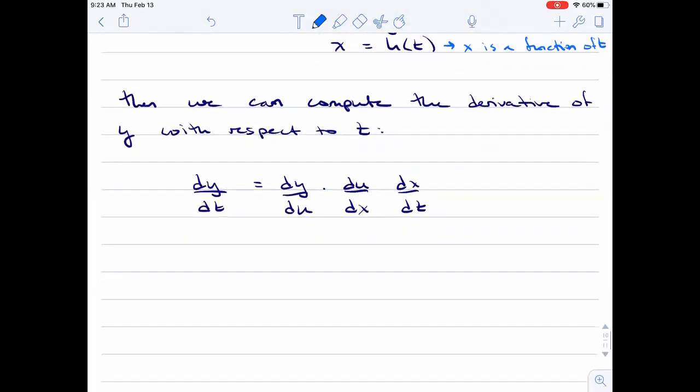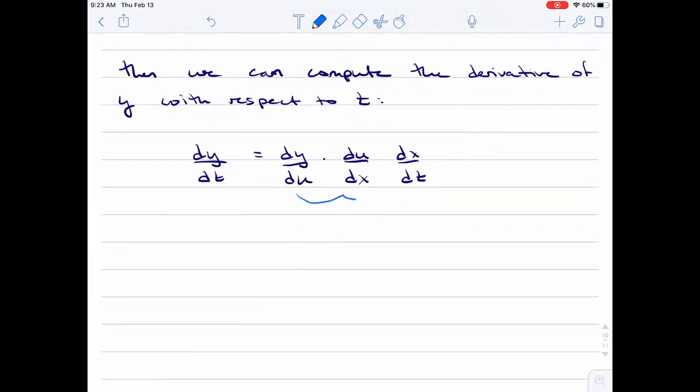So here, I guess it's just two. That's where the name, the chain rule, comes from, right? Because we're just going from one to the other, right? So from dy du to du dx, dx dt, and then you can keep going, keep going, keep going.